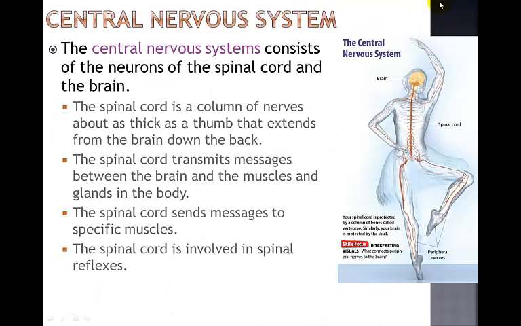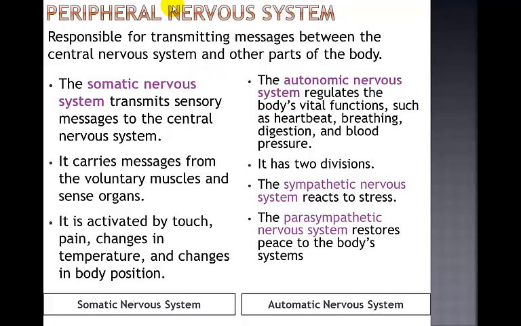The central nervous system consists of the brain and the spinal cord. We already drew that in Learning Target 1, so we don't need to go over it again, but that is the central nervous system. Very simple. For our last learning target, we're going to talk about the peripheral nervous system. How is it structured? You already saw it in Learning Target 1.